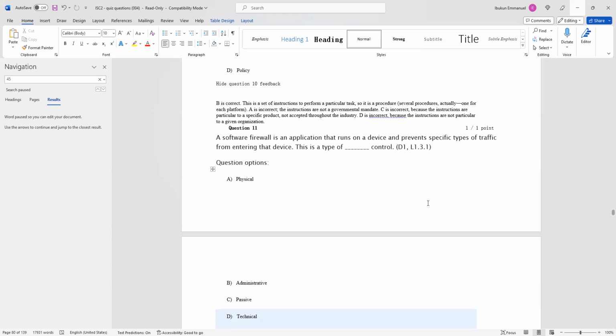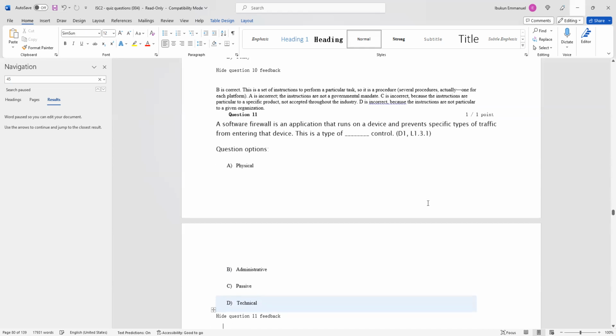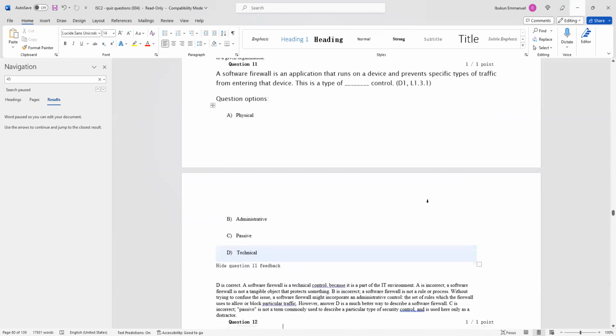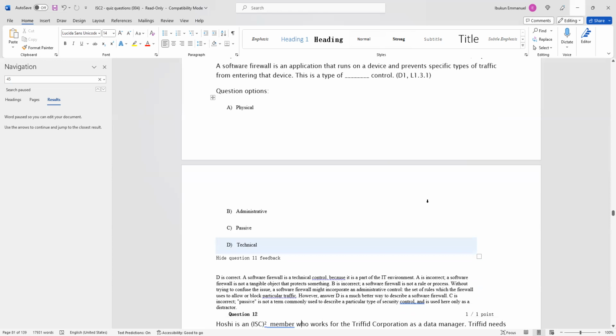A software firewall is an application that runs on a device and prevents specific types of traffic from entering that device. This is a type of what sort of control? That is a technical control. It's not a physical control. It's not an administrative or passive control. So it's a technical control.